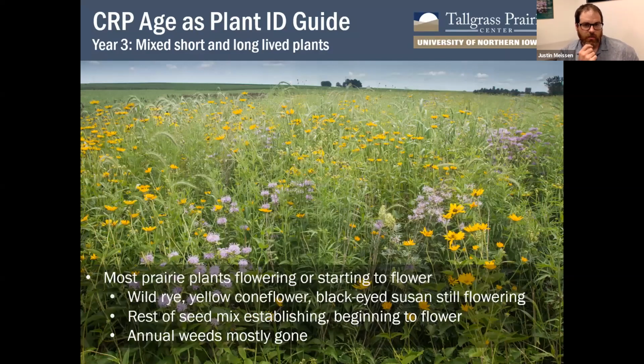Then in year 3, we begin seeing longer-lived plants alongside the shorter-lived ones. At this point, most of the prairie plants have established to the point that at least some of them are flowering or starting to flower. We'll have the main plants from year 2 blooming, like wild rye, yellow coneflower, and black-eyed Susan, but to a much lesser extent. Most of the rest of the seed mix is nearly done establishing or preparing to flower at this point. And the annual weeds have more or less gone away by year 3. They're just not able to compete with well-established perennial vegetation.